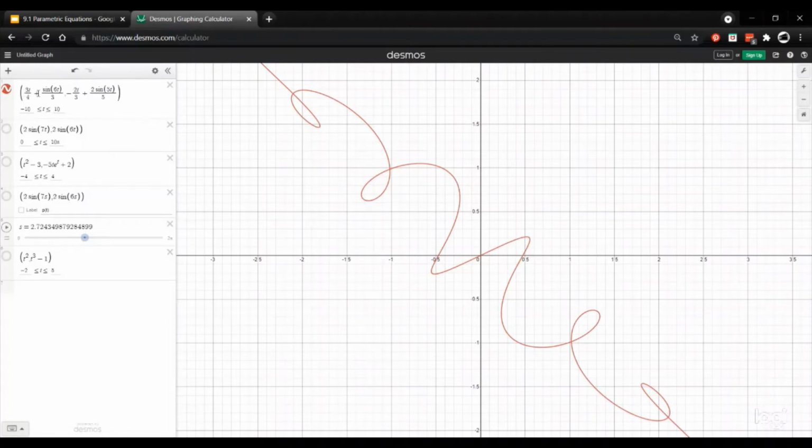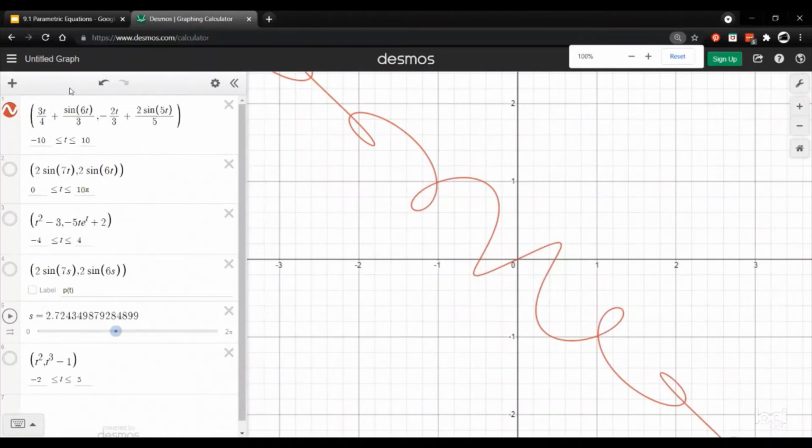So in this example, our function x is 3t over 4 plus sine of 6t over 3, and then our y function is negative 2t over 3 plus 2 times sine of 5t over 5. And so this is creating these fun little spirals. If we were to modify this a little bit, we would get a different curve.